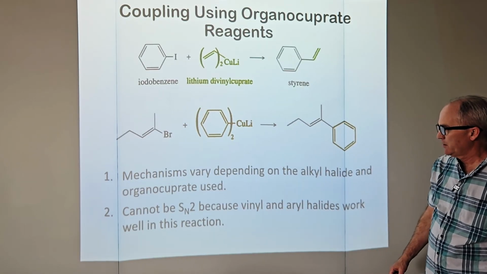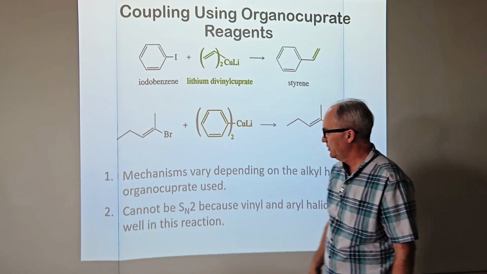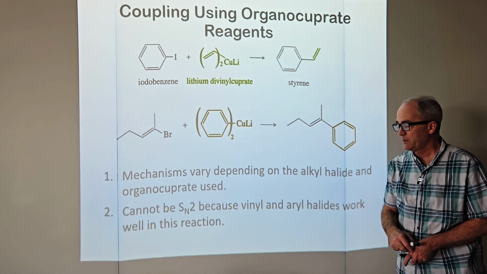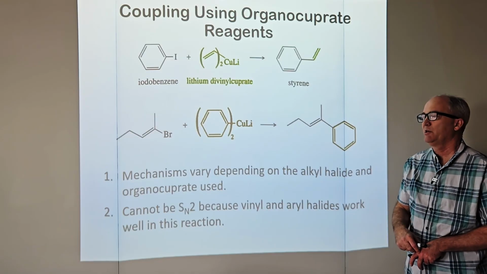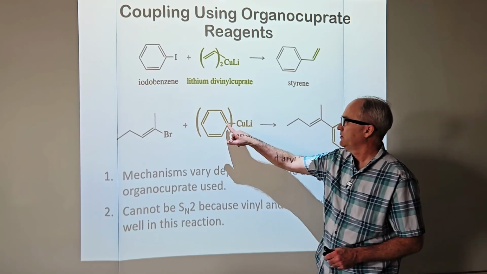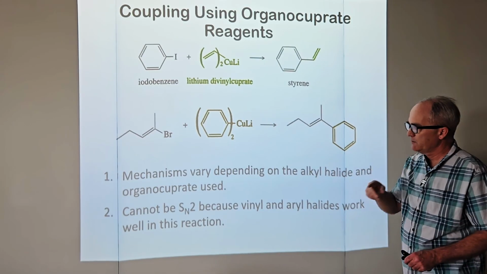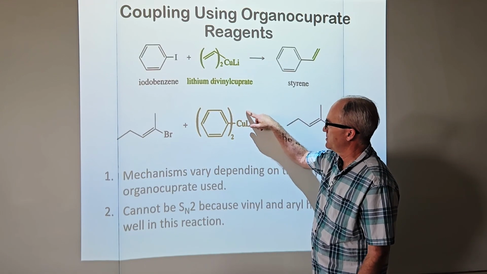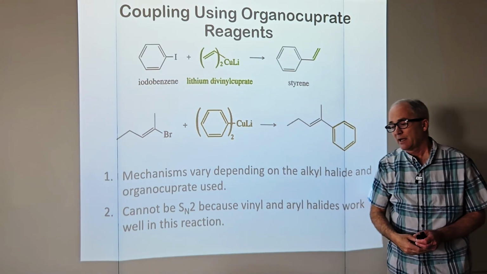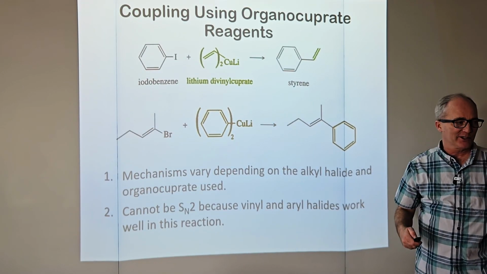But point number 2 here says it can't be an SN2 because vinyl and aryl halides work well in this reaction. And just a point that all of our substitution and eliminations had to deal with sp3 hybrid carbons. Clearly no sp3 hybrid carbons here. Probably a mechanism in which both these insert on copper and then slough off together, kind of analogous to the catalytic hydrogenation with palladium and platinum. It's beyond the scope of this course.